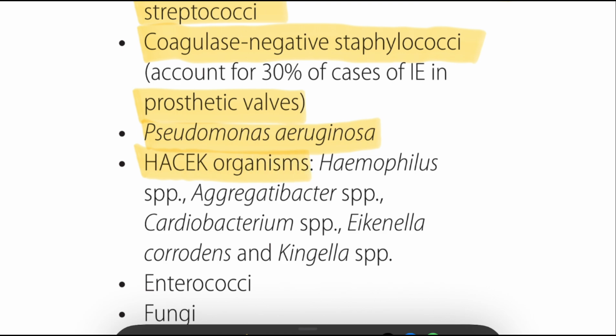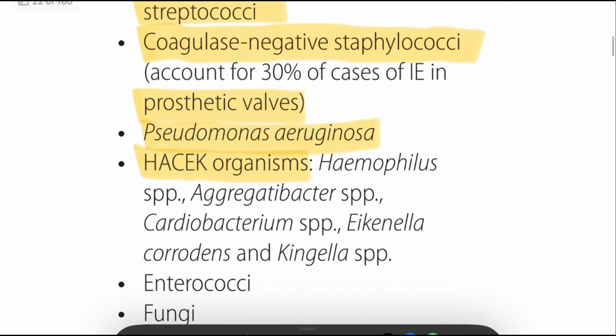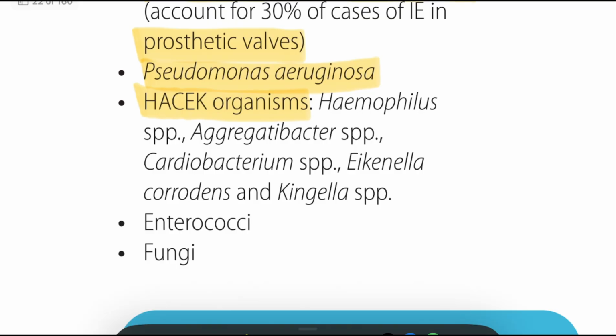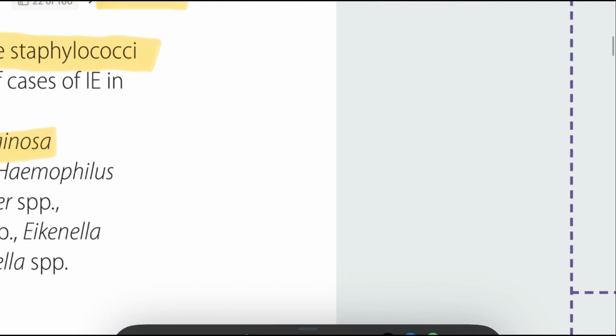Next are the HACEK organisms: Haemophilus, Aggregatibacter, Cardiobacterium, Eikenella corrodens and Kingella. The culture will be negative in infective endocarditis caused by these. Next is Enterococci, mostly from a urinary or GI source of infection. Fungi can also cause infective endocarditis.